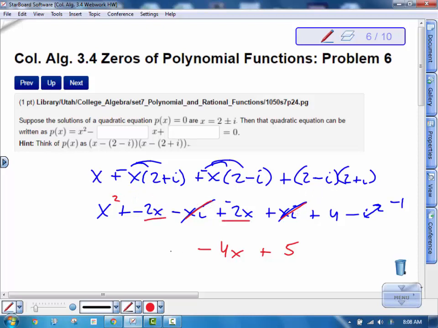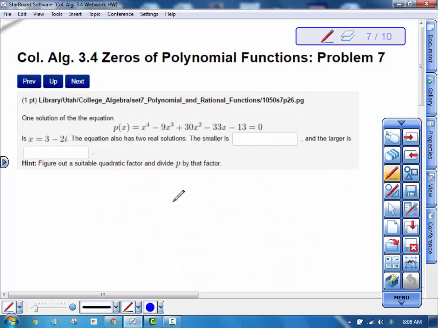So I got those, and I've got the x squared, so that's my quadratic right there. So it wants x squared minus 4 plus 5. This problem's a little tougher. It gives us one of the zeros.